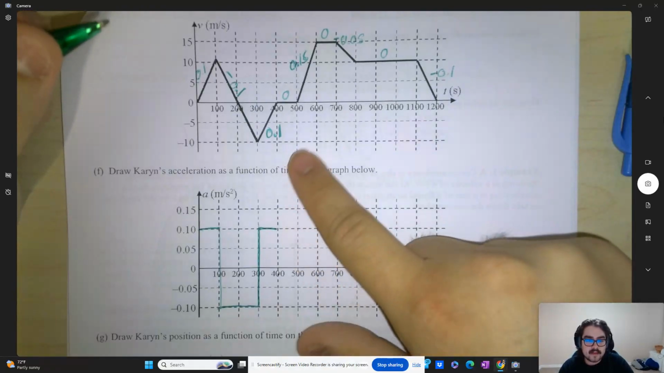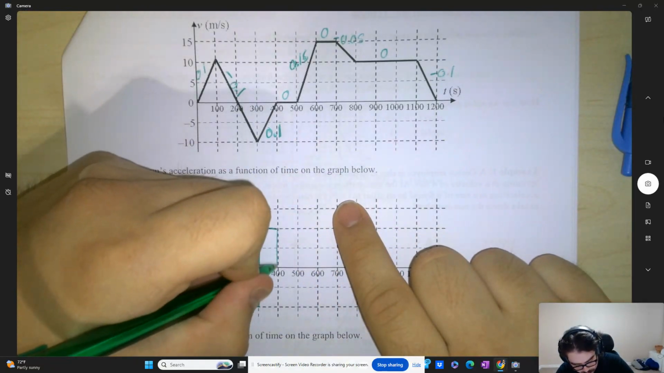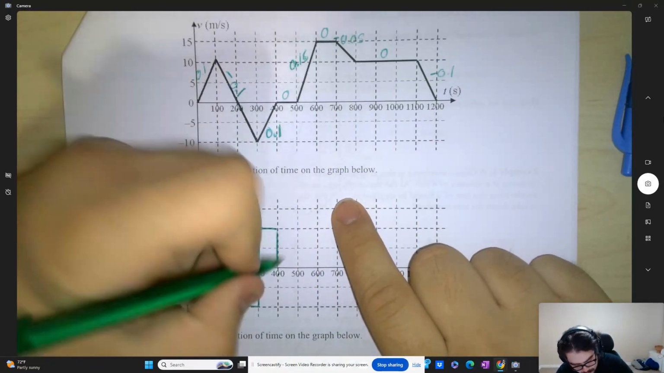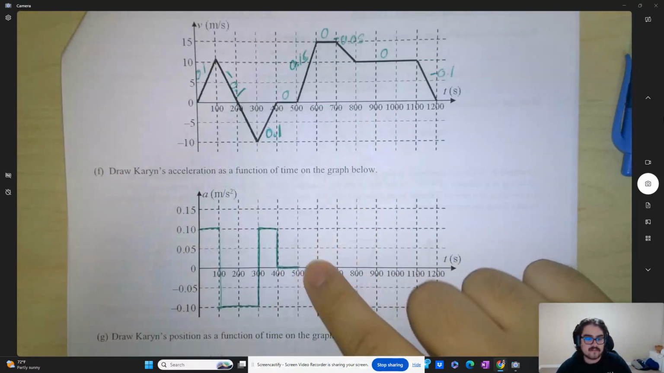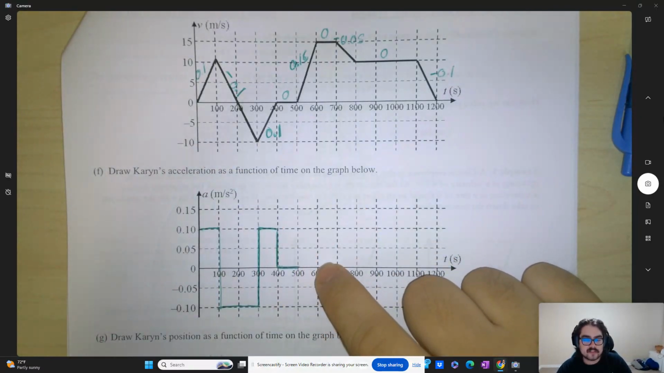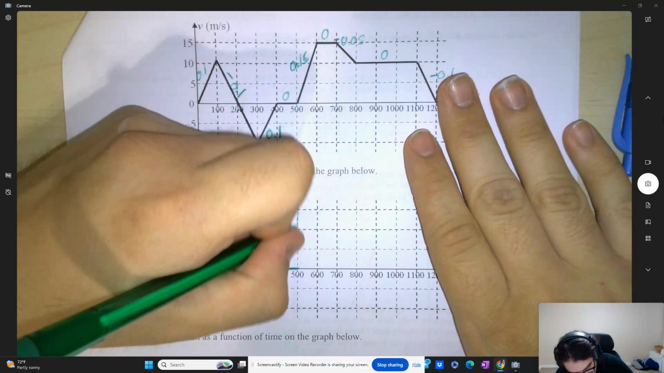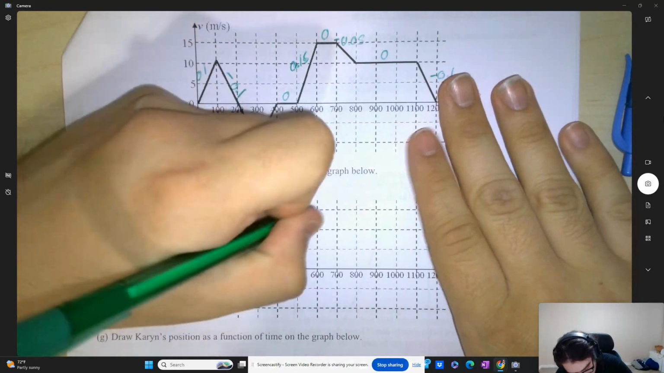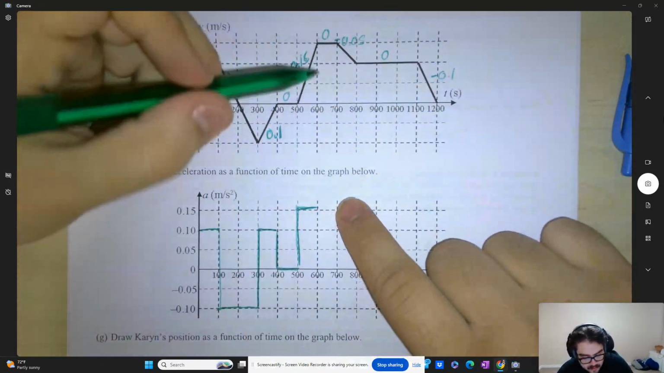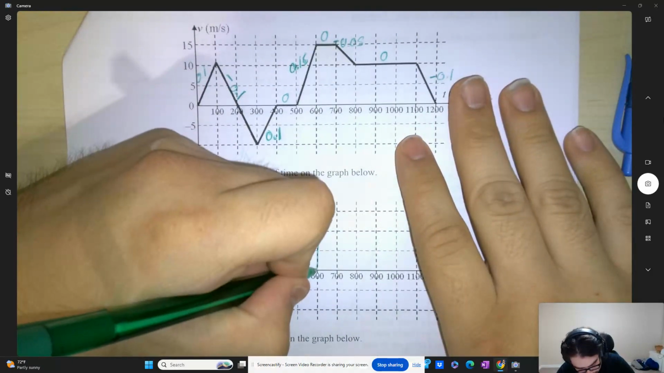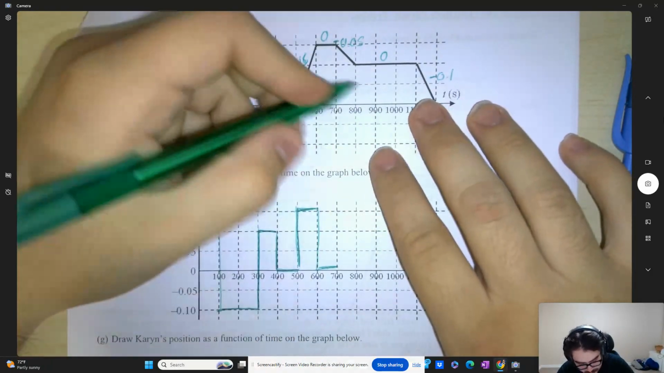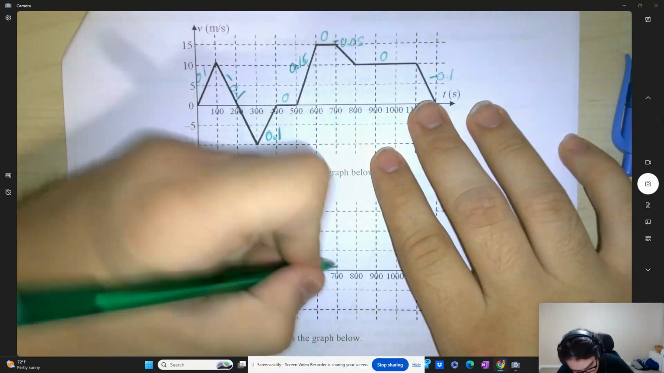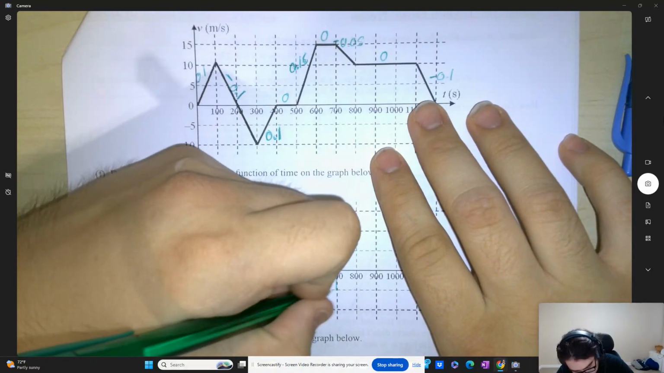Okay. Then this is 0, so I drop down to 0. Okay. 0 until I get to 500. And then from 500 to 600, I'm at 0.15. Okay. Back down to 0 until I get to 700. Now I'm at negative 0.5 until 800.